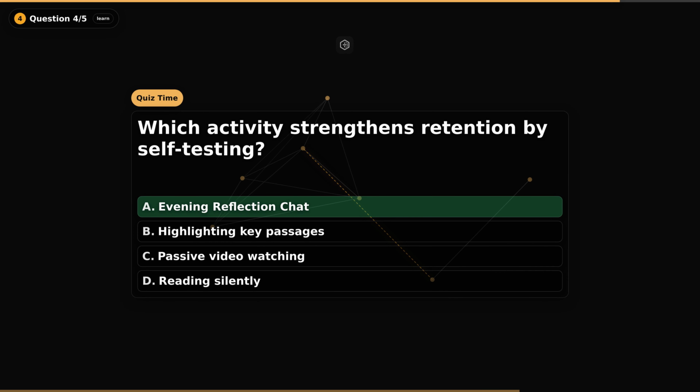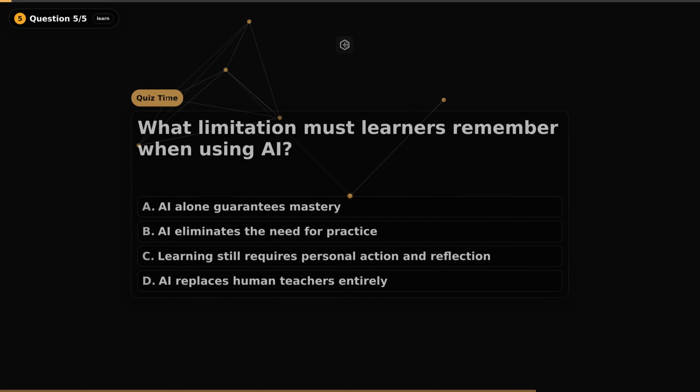Correct. A. Evening reflection chat. What limitation must learners remember when using AI? A. AI alone guarantees mastery. B. AI eliminates the need for practice. C. Learning still requires personal action and reflection. D. AI replaces human teachers entirely.